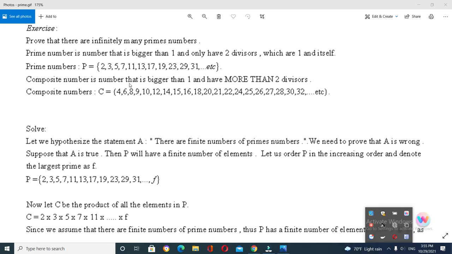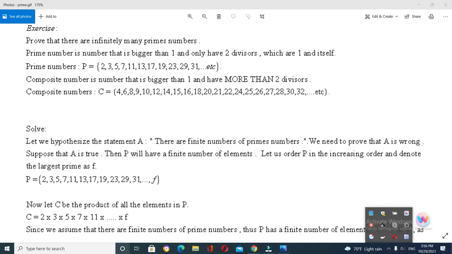So let's suppose that A is true. Then P will have a finite number of elements, because we suppose that the number of prime numbers is finite. Let's order P in increasing order and denote the largest prime F. So you can see here P is going to be equal to the set of 2, 3, 5, 7, 11, 13, 17, etc. until the last prime F.